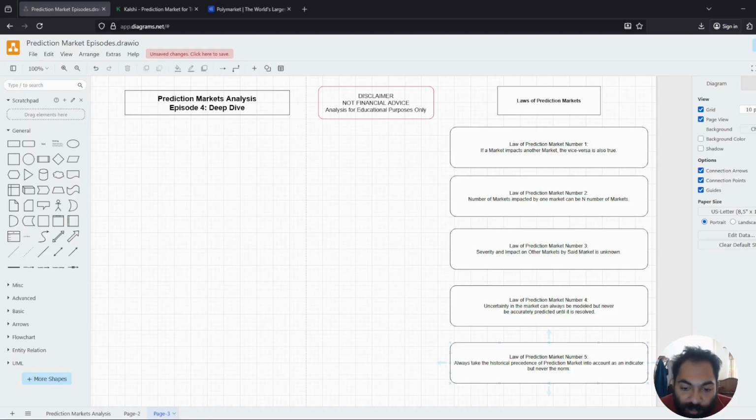We're going to be talking about a deep dive into prediction markets. And based on our analysis, we've set up a set of laws of prediction markets.